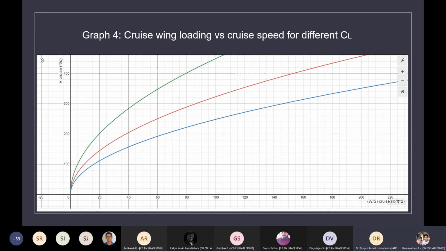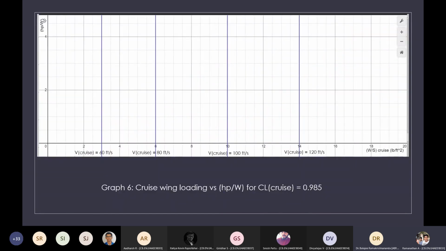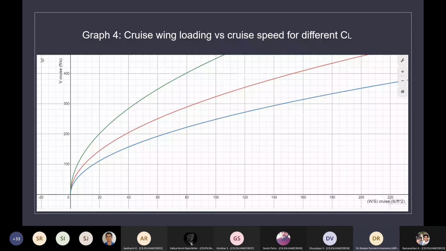Now, how do you put all these in the same graph? Sir, we have got this region, sir. You are doing it only for CL. Have you considered the climb and everything? Sir, this is only for cruise, sir. So where are you putting in everything? I am choosing this wing loading, and this wing loading will actually cater to all my needs.